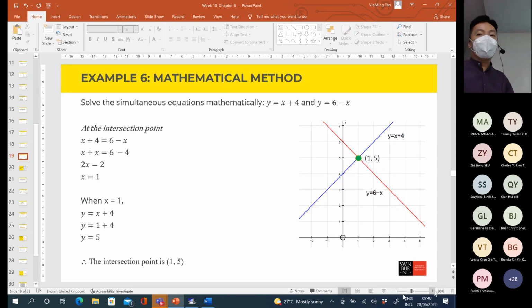So just now we already used the graph to solve the problem. Can we use a mathematical method in order to solve the problem? Yes, you may. So what we can do is, since these 2 lines meet each other, that means x plus 4 is equal to 6 minus x. So x is equal to 1, and the y value is equal to 5. So the intersection point is 1, 5.